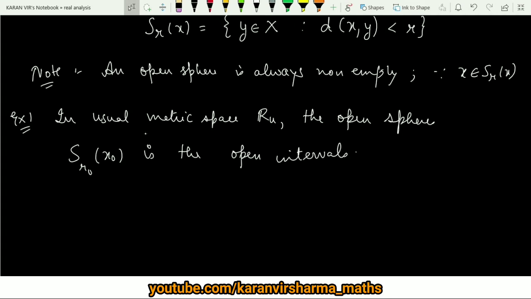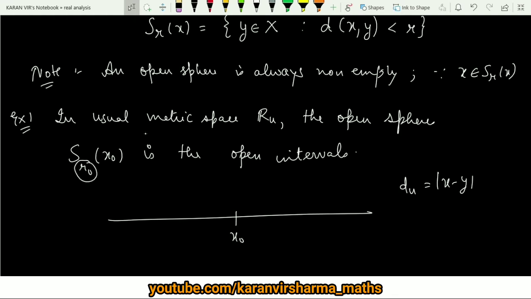When I talk about the open spheres in the usual metric space, the usual metric is nothing but the modulus of x minus y, that is the distance between any two points. So if we have a point x naught and I define a radius to be r naught, then for an open sphere you will move r naught times this side and r naught times this side. So this is an open sphere in case of the usual metric, basically the real line, correct? This is nothing but the open interval from x naught minus r to x naught plus r, where x naught is any real number and r is positive.